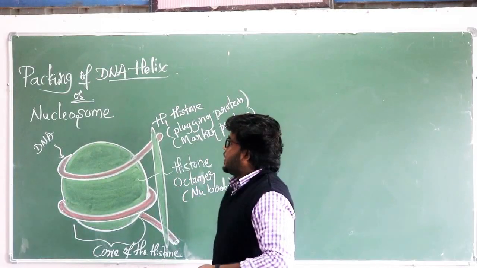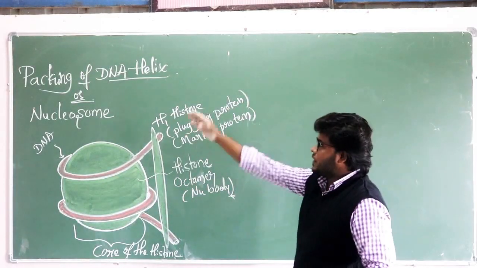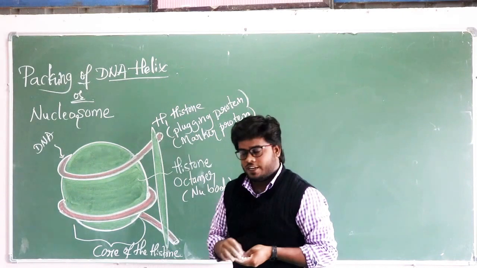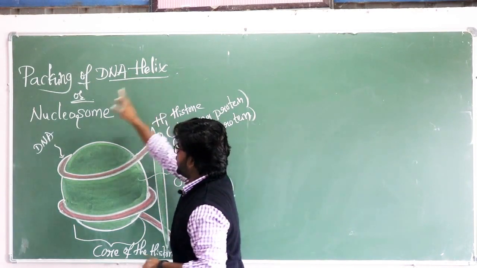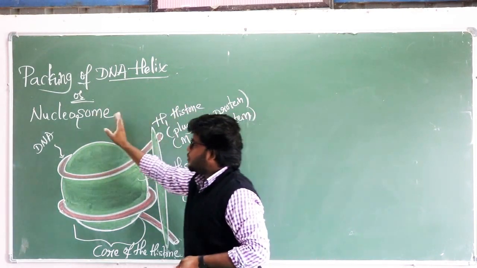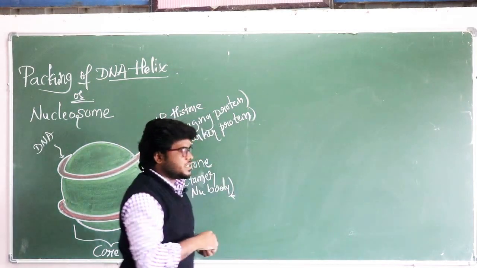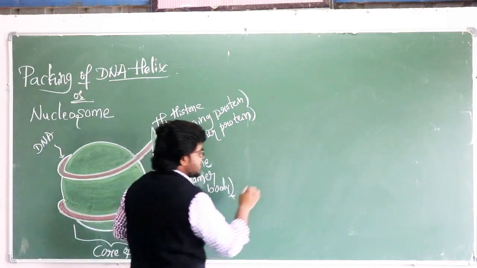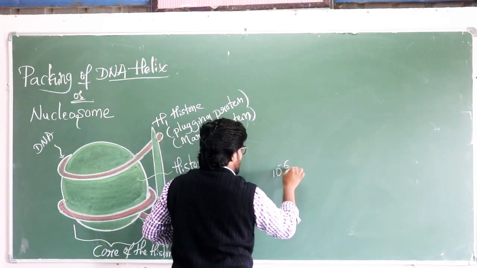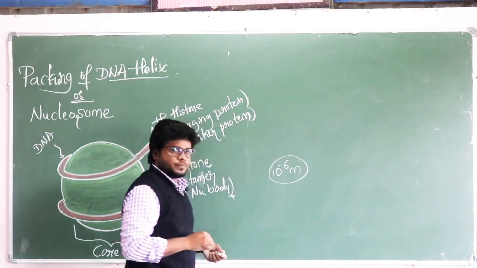Hello students, now let us start with the new concept of the molecular basis of inheritance, that is packaging of DNA helix or the nucleosome model. Okay, so what is the size of the cell? That is in terms of 10 to the power minus 6, that is in the micrometer.